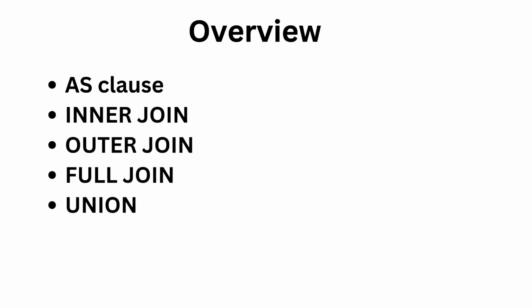We're going to start off this section by quickly discussing the AS clause, which is a really useful clause for creating an alias. That is to say, it just allows you to rename a column whatever you want. Once you understand that, we'll move on to joins.